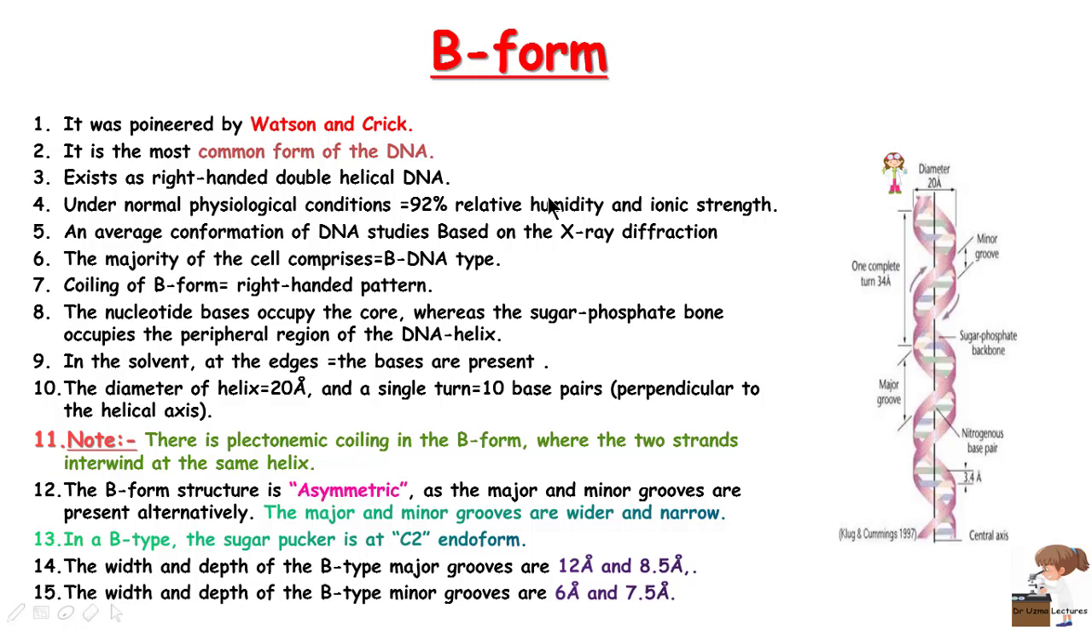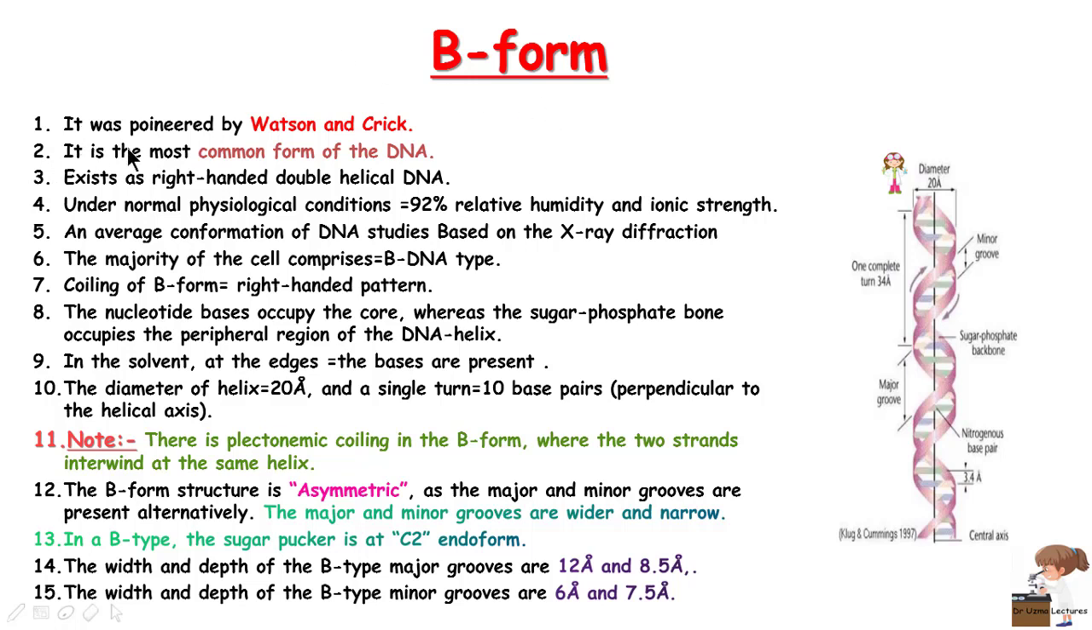This is the B form structure. I have told you what the major and the minor grooves are. So this is the major groove and these are the minor grooves. For better graphics, kindly increase the resolution. Okay, this is the B form.